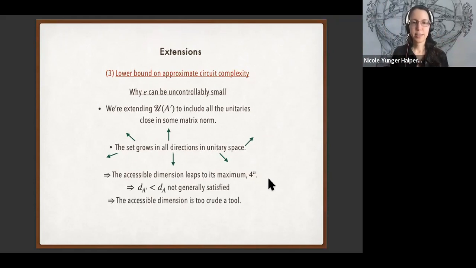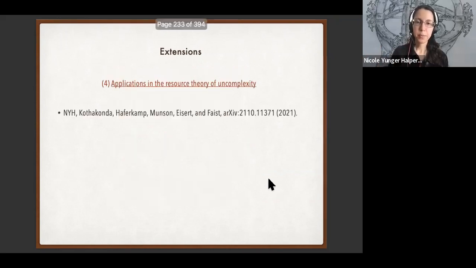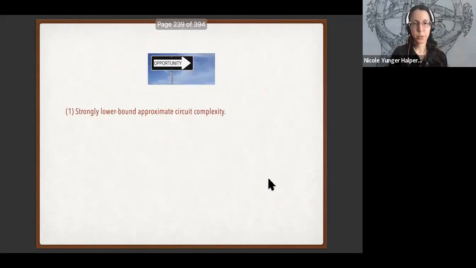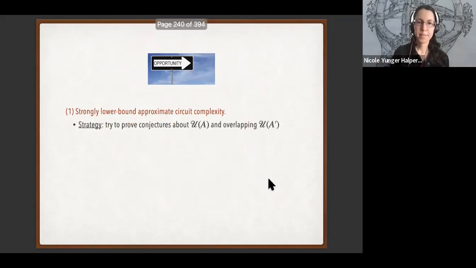This suggests that the accessible dimension, while really useful for solving the really hard problem of how the exact quantum circuit complexity grows, is a bit too crude to prove the desired results about approximate circuit complexity. But that just leads to an opportunity for future work, which is to strongly lower bound the approximate circuit complexity.